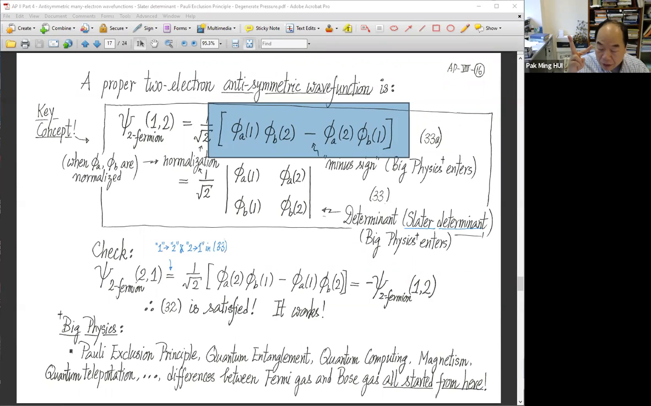We have two electrons in two states, A and B. This particular way, equation 33A, is the anti-symmetric form of the two electron wave function. Okay, so I pause here. At least, do you see this to be anti-symmetric? Is that okay?